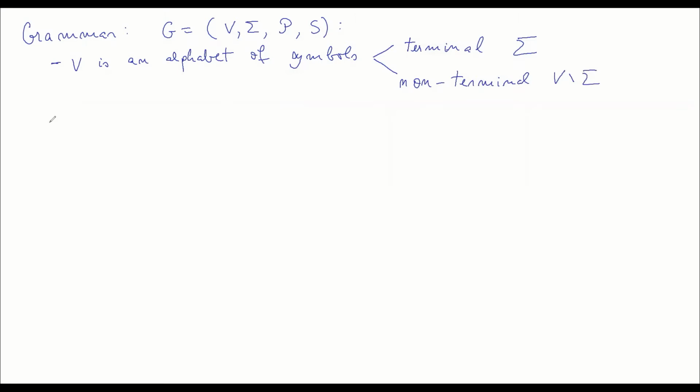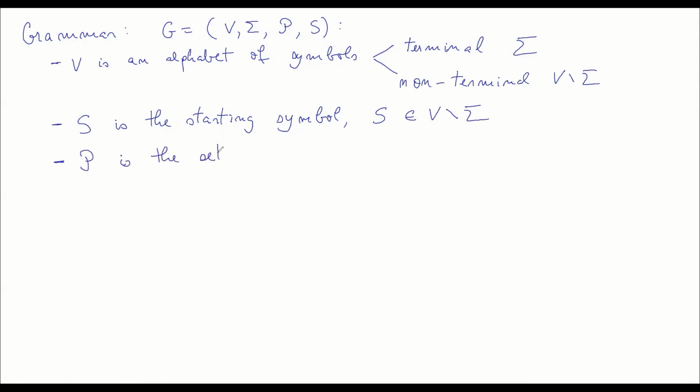And then we have S. S is the starting symbol. And again, I will define in a moment what it means, starting. But in any case, S is always a non-terminal. So S is always a non-terminal. And P is the set of productions. And what this means is really it's a set of rewriting rules.